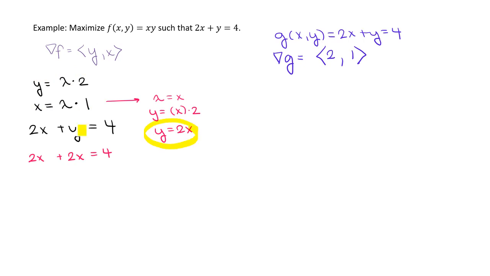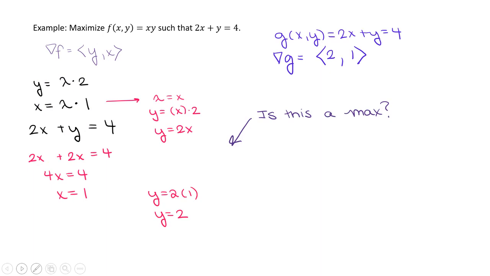And then I'm going to take the y equals 2x and plug it into my constraint. So I'm going to replace the y in the constraint with 2x. And then I get 2x plus 2x equals 4. So 4x equals 4, or x equals 1. Okay, so x is 1, and then if y is 2 times x, y is going to be 2, 2 times 1 or 2. So in this case, I only found one solution point to this system of equations. And this solution point is either going to be a max or a min.